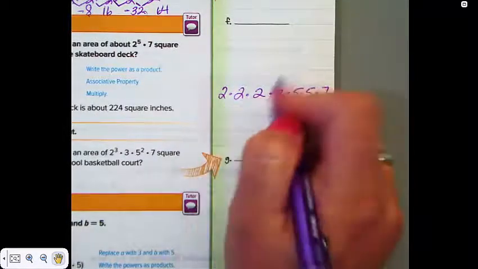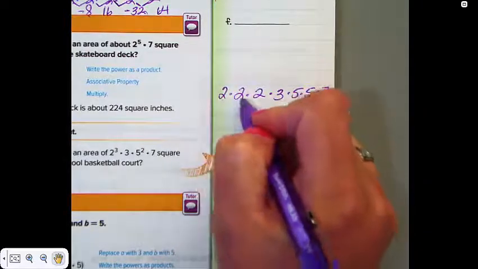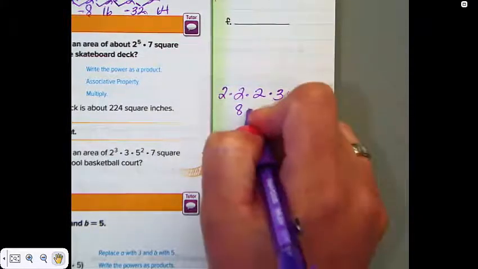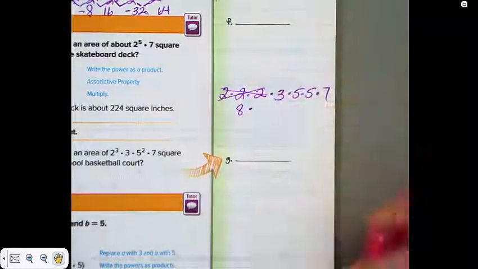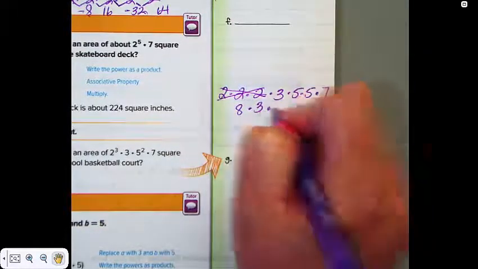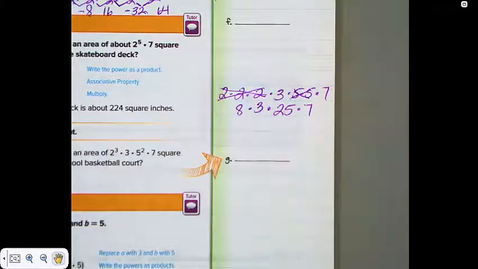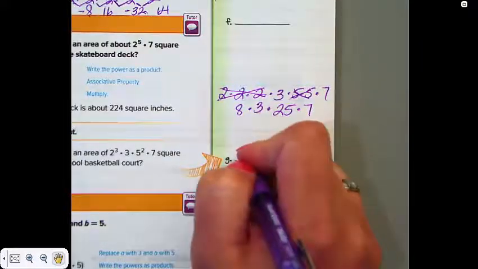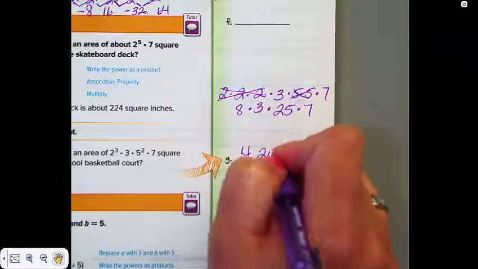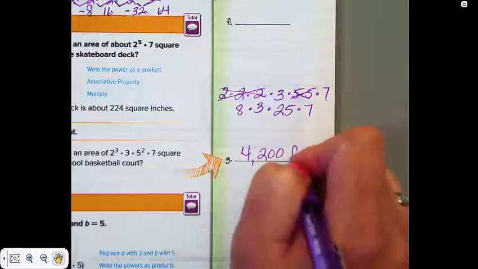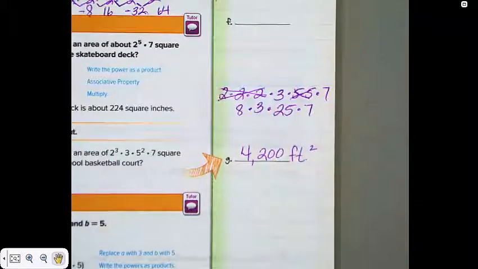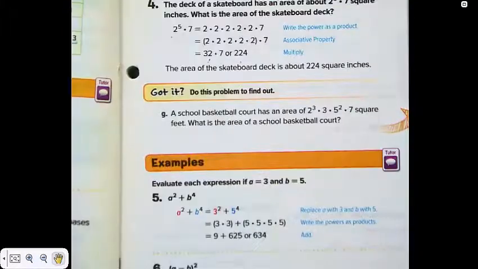Well, I end up with 2 times 2 times 2. Well, 2 times 2 is 4, and 4 times 2 is 8. So I have 8, I've taken care of those, times 3. 5 times 5 is 25, times 7. So I have 8 times 3 times 25 times 7. And if you put that into your calculator, you will end up with 4,200 square feet. Okay? Now let's look at number 5.